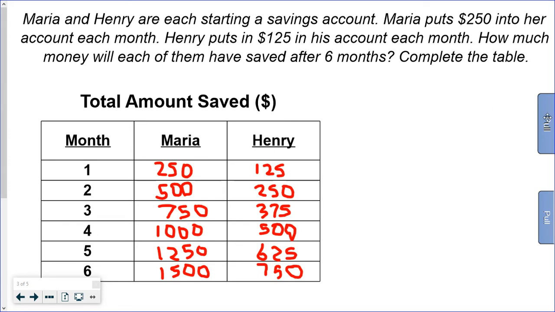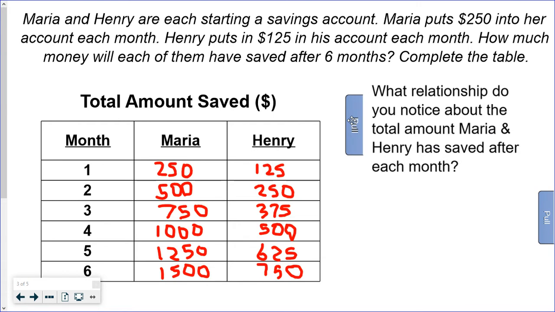Now the next question, obviously, they're going to ask is, what relationship do you notice between the amount that Maria has and the amount that Henry has? So let's take a look at the first month. Maria has 250 and Henry has 125. If I were to divide these two numbers, if I took 250 and divided by 125, I would find out that the answer is 2. What about after the second month? I'm going to take 500 and divide that by 250. And 500 divided by 250 is, again, 2.